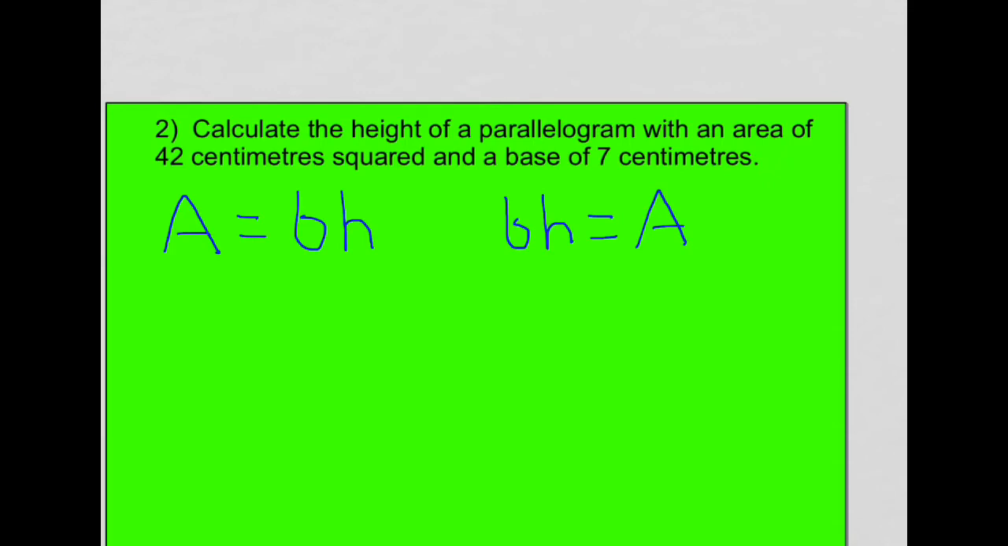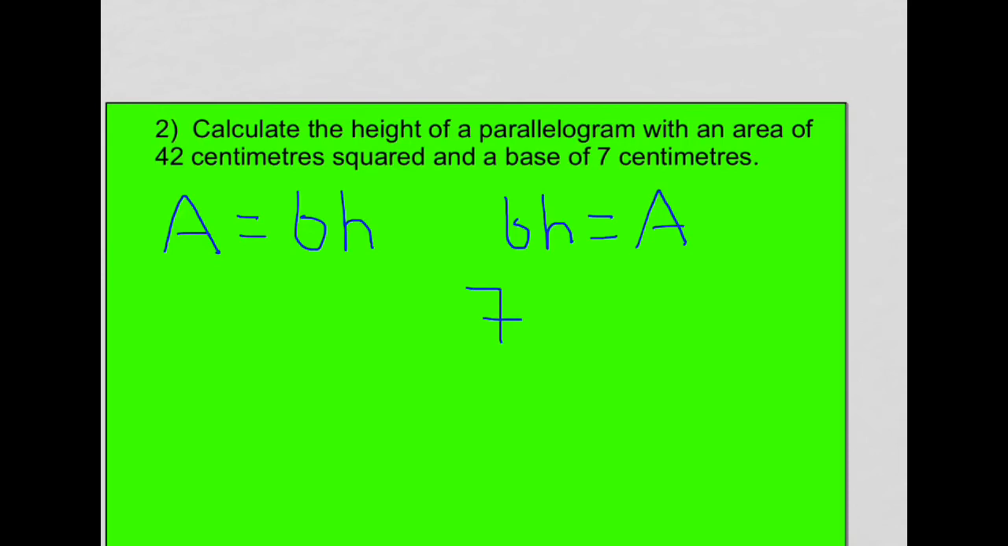So what I'd like to do here is substitute in what I already know in this question. I'm going to substitute into the equation. So check this out. I have an area of 42 centimeters squared. That means A is 42. And I have a base of 7 centimeters. That means B is 7. So I'm going to do this. I'm going to replace the B with 7.